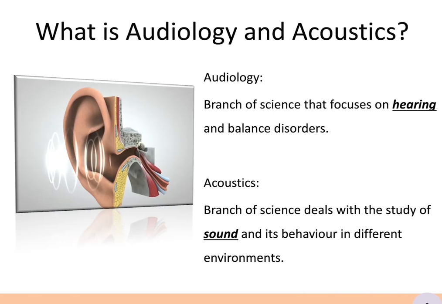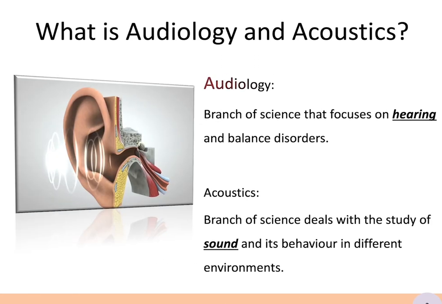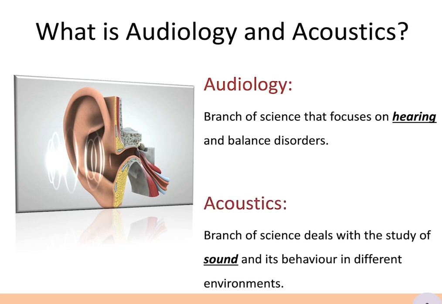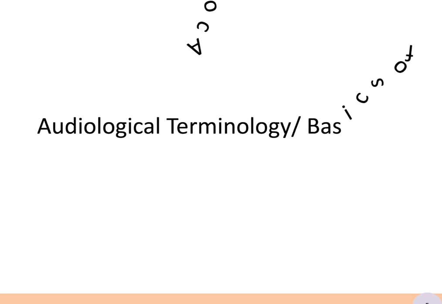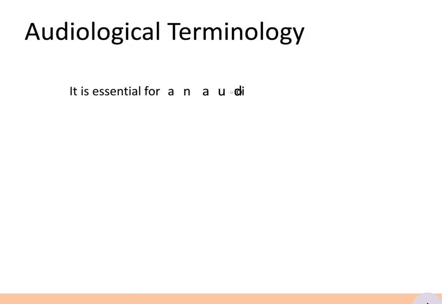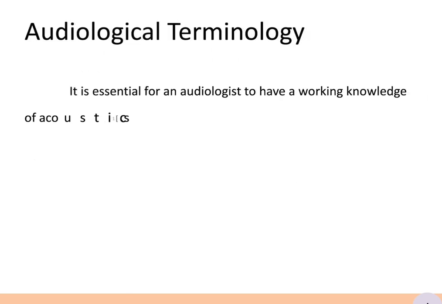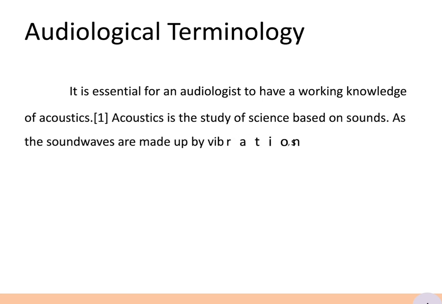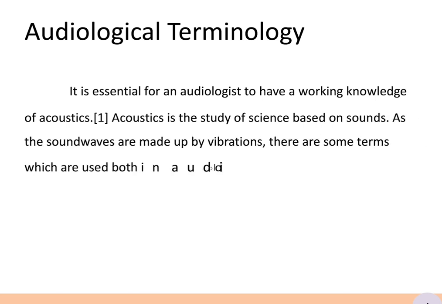So let's start with what audiology and acoustics are. Audiology is a branch of science that focuses on hearing and balance disorders. Acoustics is a branch of science that deals with the study of sound and its behavior in different environments. Let's take a look at audiological terminology, which is nearly the same as the basics of acoustics. It is essential for an audiologist to have a working knowledge of acoustics. Acoustics is the study of science based on sounds.